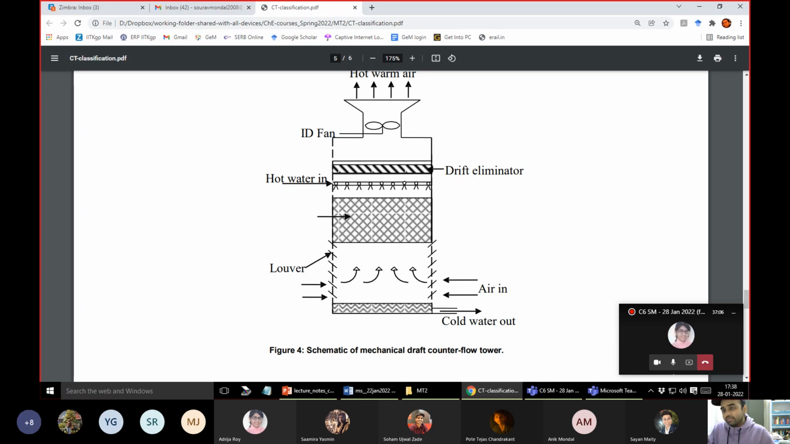Right, so the advantage of this induced draft is that the airflow velocity is maximum at the cold water outlet. So the net drop, the difference in the air and the water temperatures, or the average difference between the water and the air temperature, is more in the induced type than the forced type.